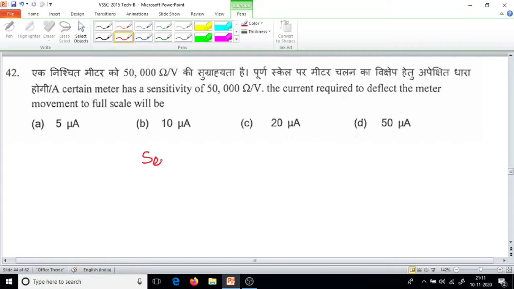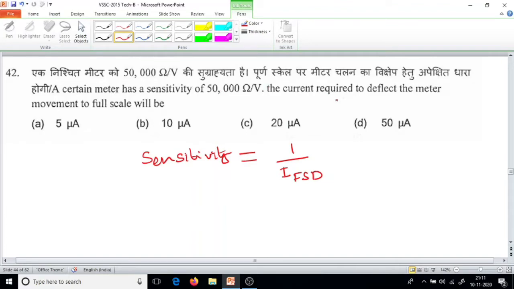Sensitivity of a meter is given by 1 divided by the current required for full scale deflection. My handwriting is too bad, I'll try to improve.